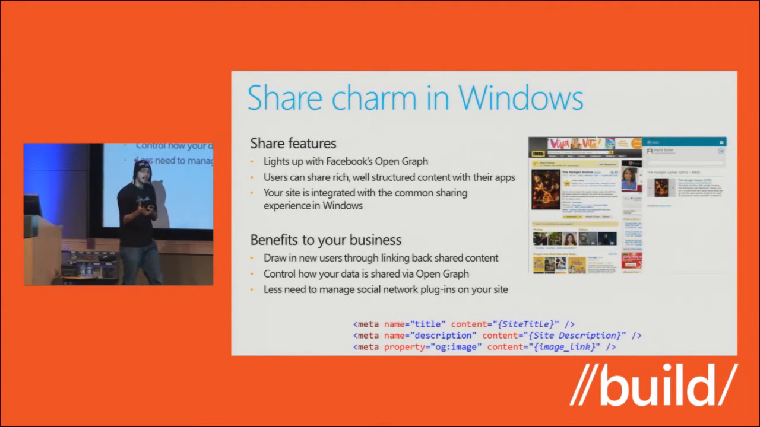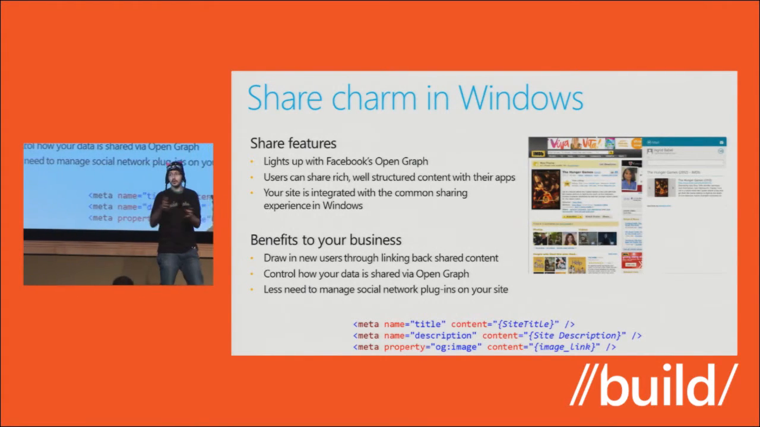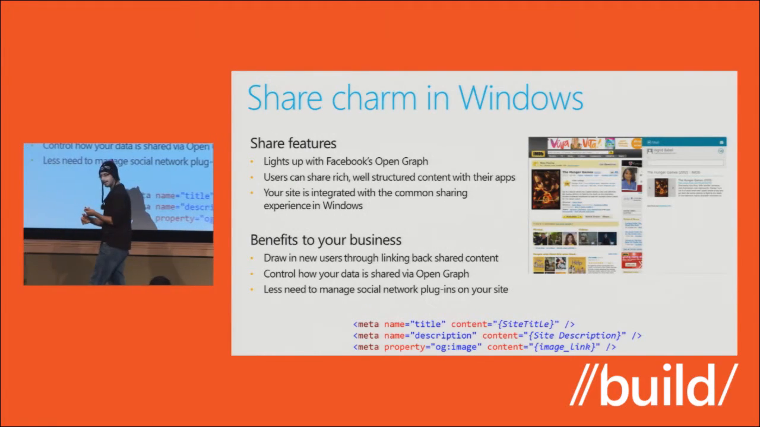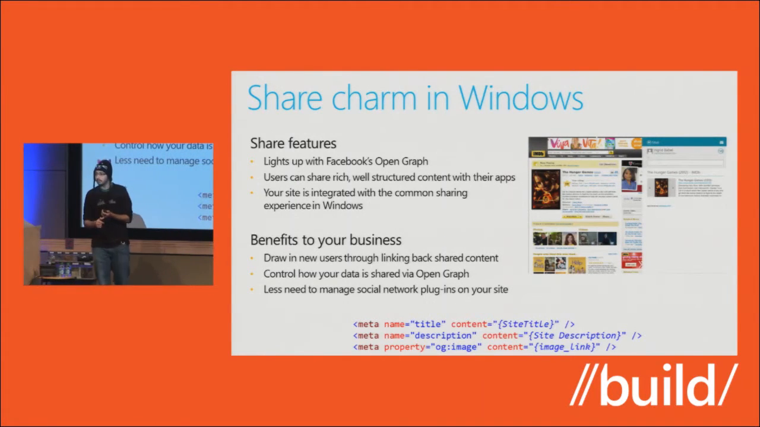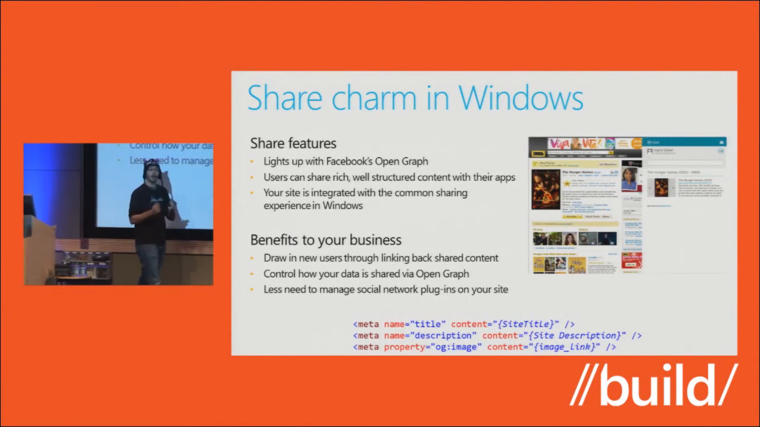But another thing that you can actually do is you can enable shared charm behavior on your website. And the great thing about this is, number one, it's again a few lines of code. It's not a lot of work. But also, we take advantage of the Open Graph.